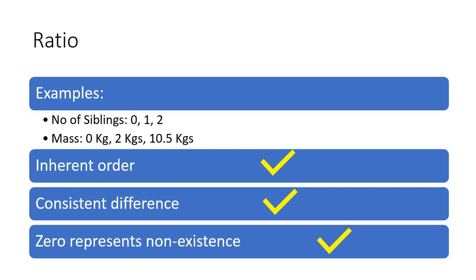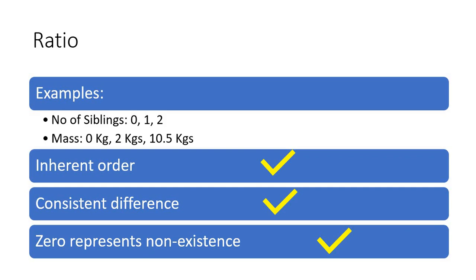0 siblings means there are no siblings at all. Similarly, mass: 0 kg, 2 kg, 10.5 kgs. So 0 means there is no mass. For example, if you say you have 0 kgs of something, say rice, it means there is no rice, because the 0 represents absence of something.